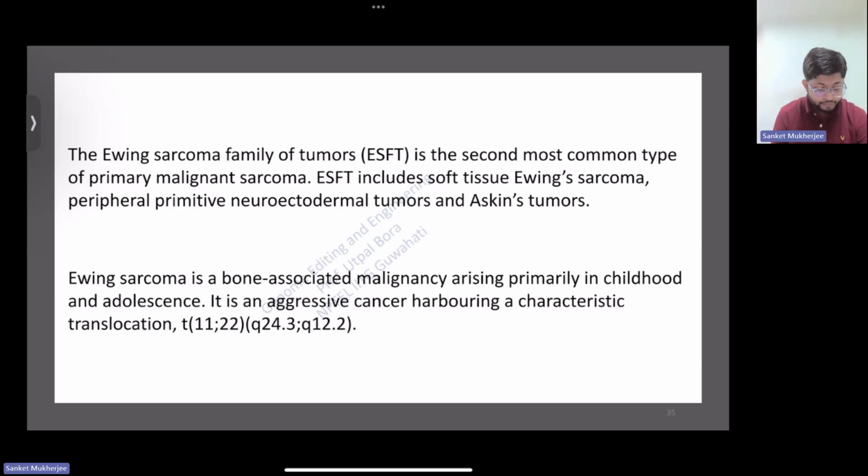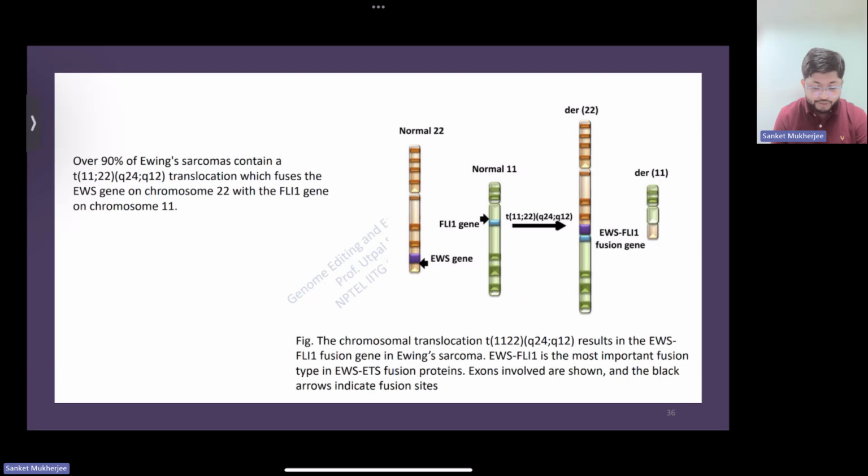So the Ewing sarcoma family of tumors is the second most common type of primary malignant sarcoma. ESFT includes soft tissue Ewing sarcoma, peripheral primitive neuroectodermal tumors, and Askin's tumors. Ewing sarcoma is a bone-associated malignancy arising primarily in childhood and adolescence, and it's an aggressive form of cancer harboring a characteristic translocation. So this is how it happens.